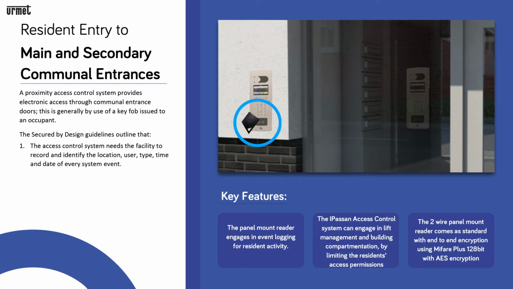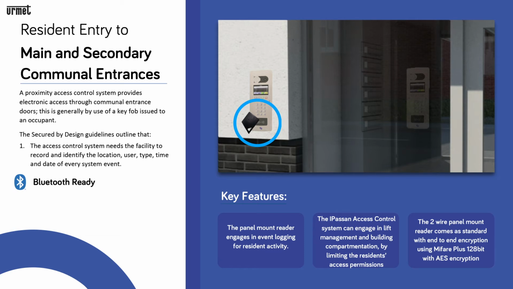So, what's the Urmet solution? It's our iPerson panel mount reader, which is built into the vandal-resistant 2Smart video entry panel. This panel mount reader comes as standard with 2-wire end-to-end encryption using MIFARE Plus 128-bit with AES encryption, Bluetooth ready, which is a popular request from building managers.